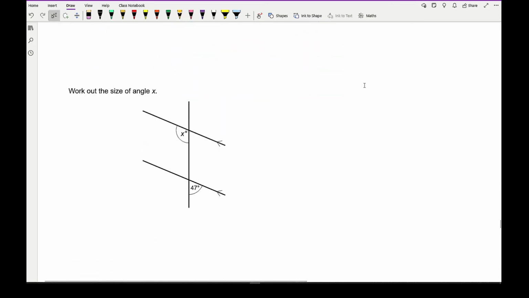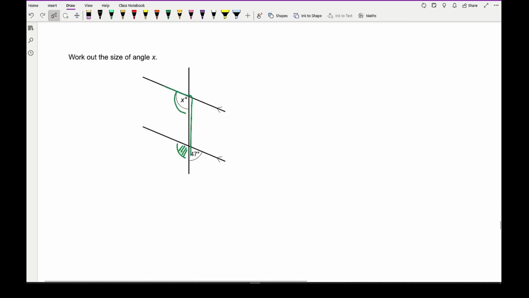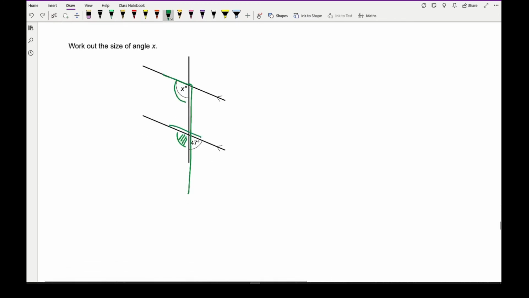As long as you've got the answer 129, it's going to be marked correctly. So looking at our next question. Angle x: I know that this angle here is going to be the same as angle x because it is corresponding, because you can see I've got an F there. So working out what this angle is, I know that it's on a straight line with 47. So 180 minus 47 gives me 133. So this angle here would also be 133. So x equals 133 degrees.